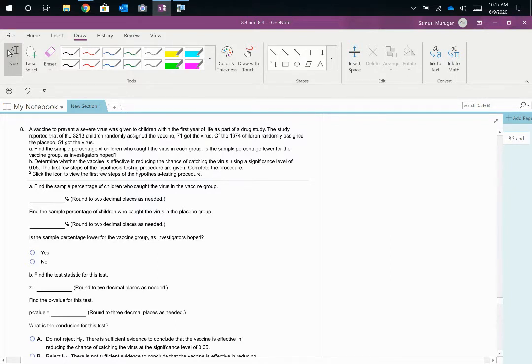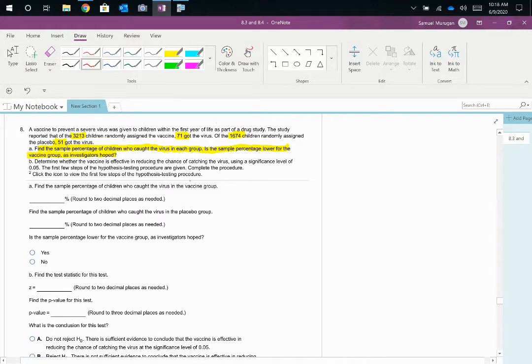Okay. A vaccine to prevent a severe virus was given to children within the first year of life as part of a drug study. The study reported that of 3,213 children randomly assigned the vaccine, 71 got the virus, and out of 1,674 randomly assigned placebo, 51 got the virus. A. Find a sample percentage of children who caught the virus in each group.